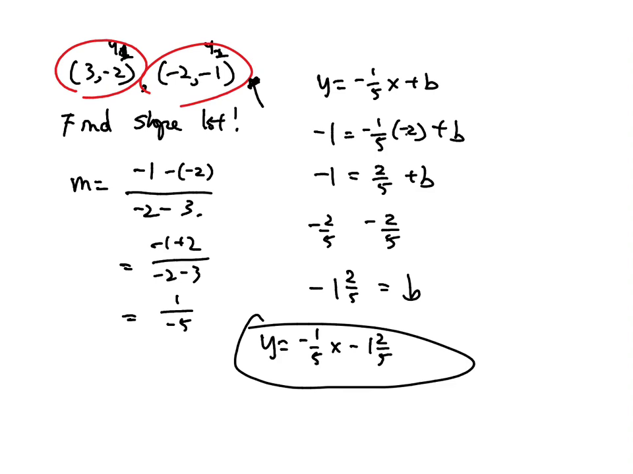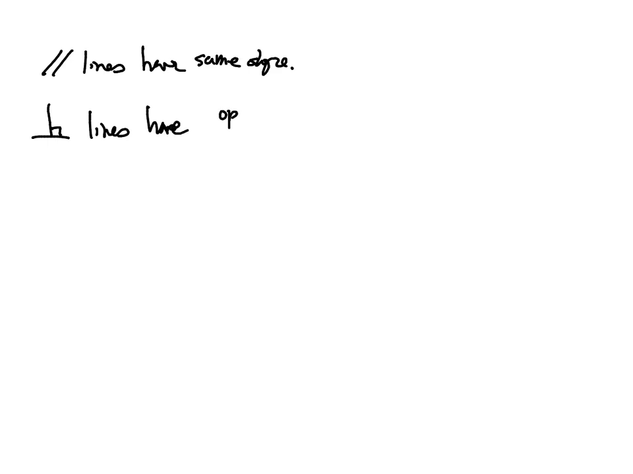Okay? Find slope first. You gotta have slope. You don't have slope, that's bad. Alright. So really quick, just a reminder. Parallel lines have same slope. Perpendicular lines have opposite reciprocal. Okay.